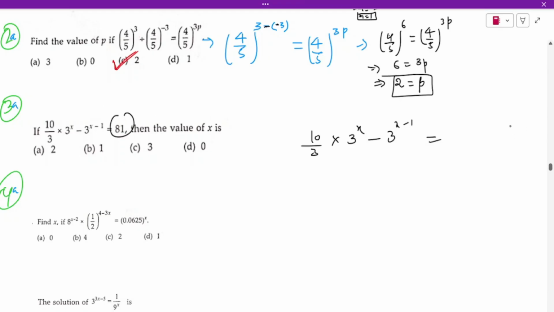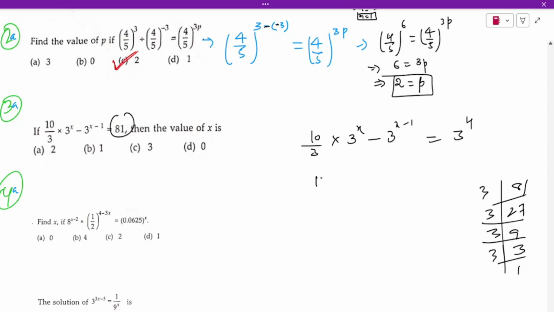So 81 can be written as 3 to the power 4 by using prime factorization. So you can try it. 81 divided by 3 is going to give 27. Then again divide by 3. This will give 9. 3 3s are 9. So 3 1s are 3. So this is going to give us 3 to the power 4, right?